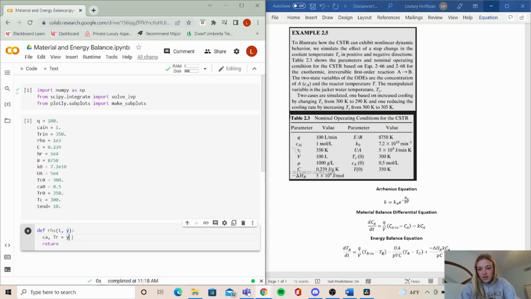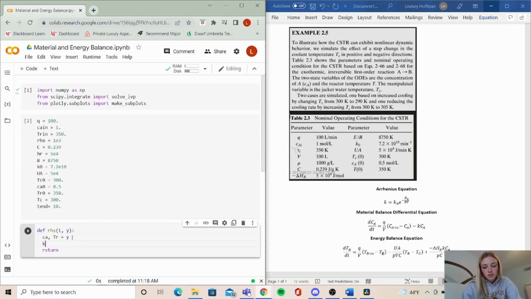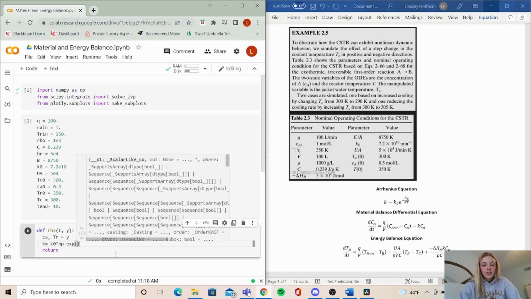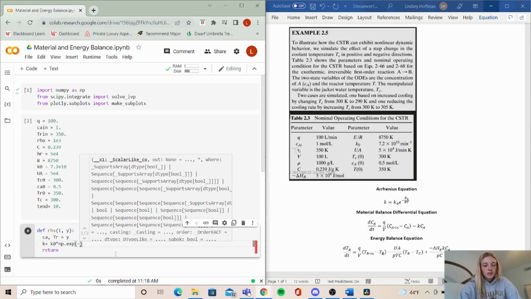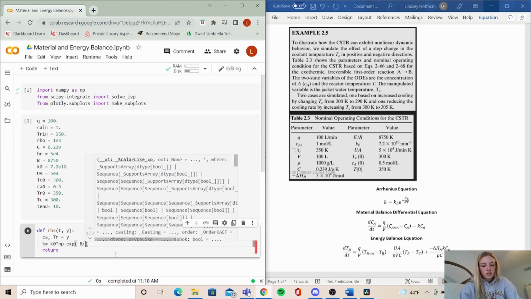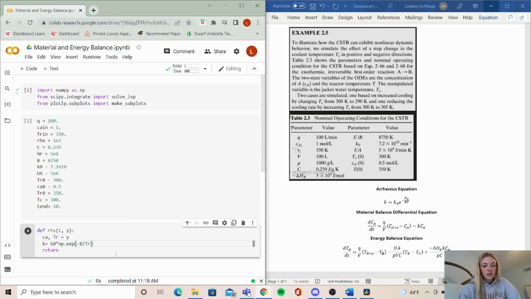But since we have that K value in both equations, we need to type that up first. So K is going to equal our K naught, which we have up here, K naught times, we need to use numpy exponential. And again, it's going to be negative of our B, which we already calculated as our activation energy over R. So that's just going to be divided by our temperature inside of our reactor. And then we should be able to go ahead and type up our right-hand side of our differential equations.